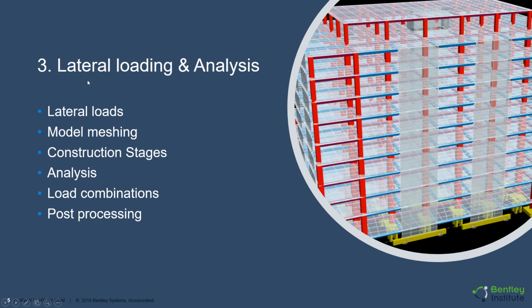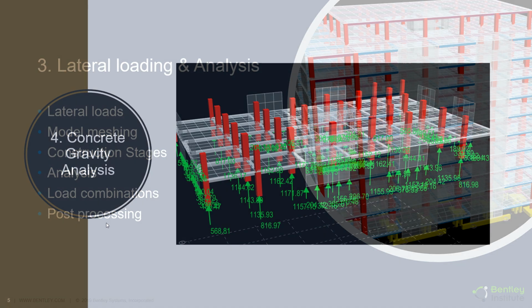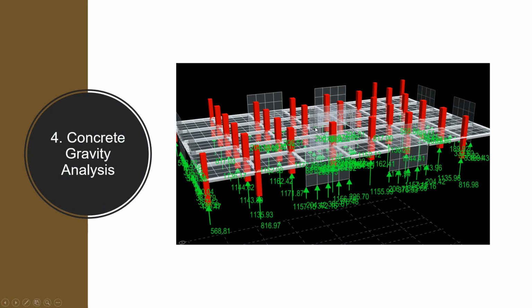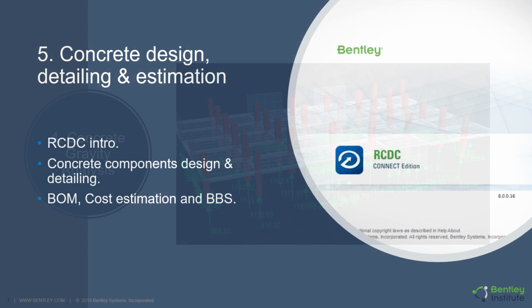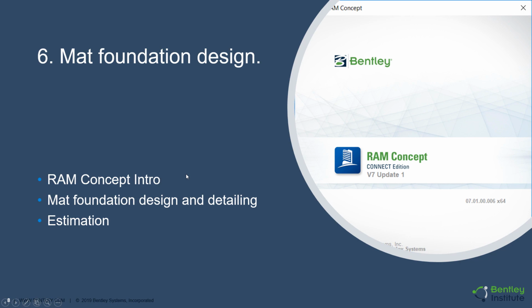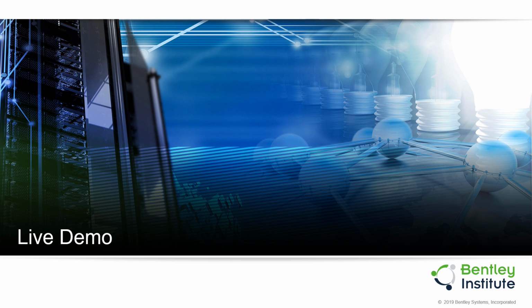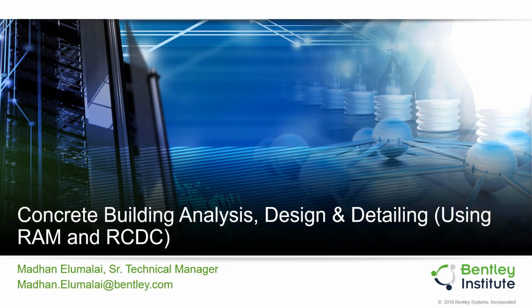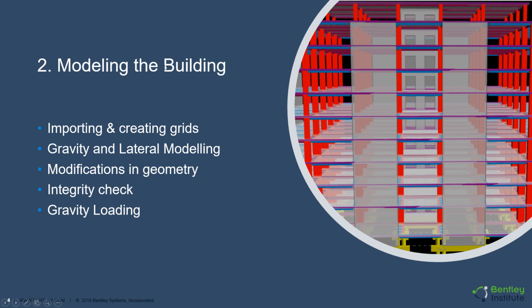Then in step 3, we'll do the meshing of the physical model, apply some lateral loads, create some stage construction, and perform analysis, load combinations and post-processing. In step 4, we perform the concrete gravity analysis in RAM Concrete and make the model ready and suitable for use in RCDC. And then finally in step 5, we use the RCDC program to perform the design and detailing. In step 6, we'll do the mat foundation design using RAM Concept. So with that, we'll start with a live demo, and I'll show you step 2, which is modeling the building.